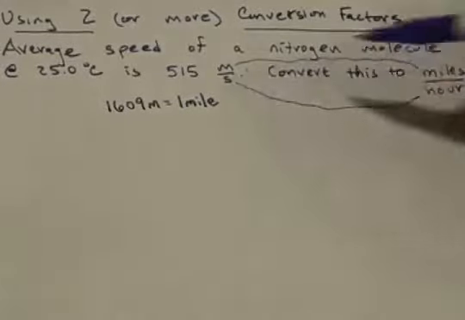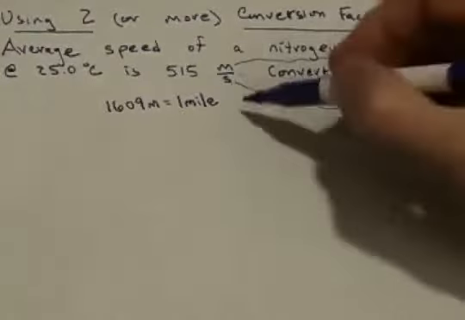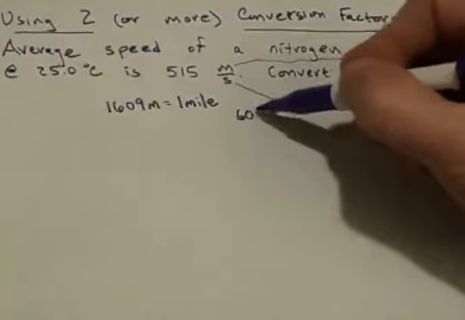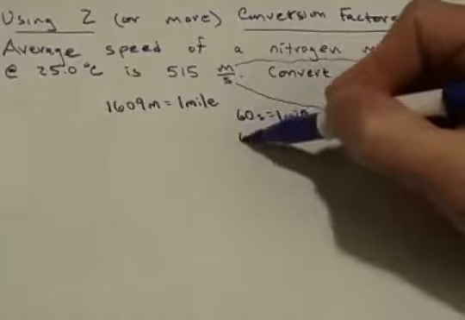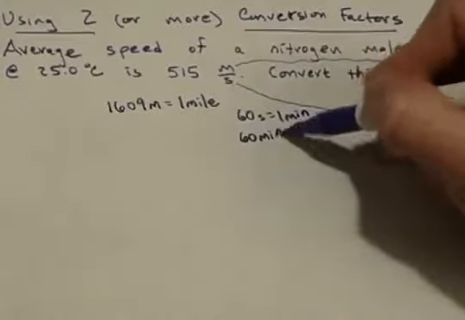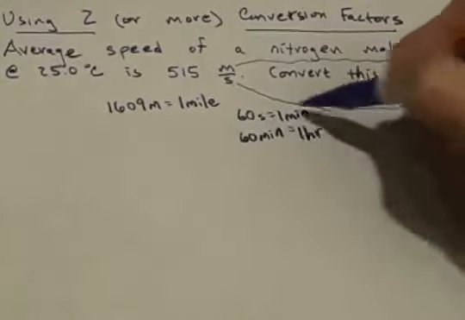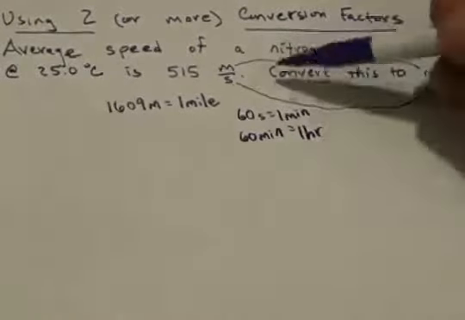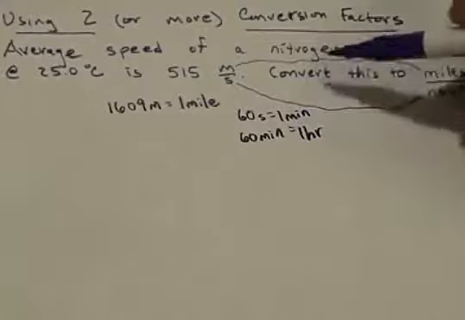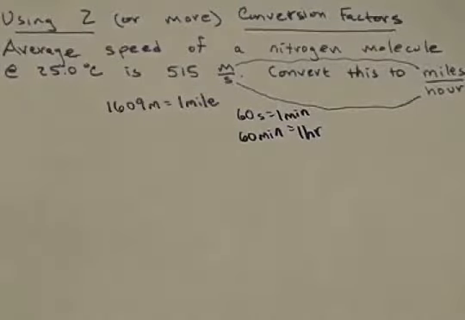And you might not know how many seconds there are in an hour, but we do know that there are 60 seconds in 1 minute. And we also know that there are 60 minutes in 1 hour. And so we'll be able to use these 2 conversion factors as well. Notice I wrote them with equal signs right now. And then when I do the conversion factor, I'll put them as fractions.